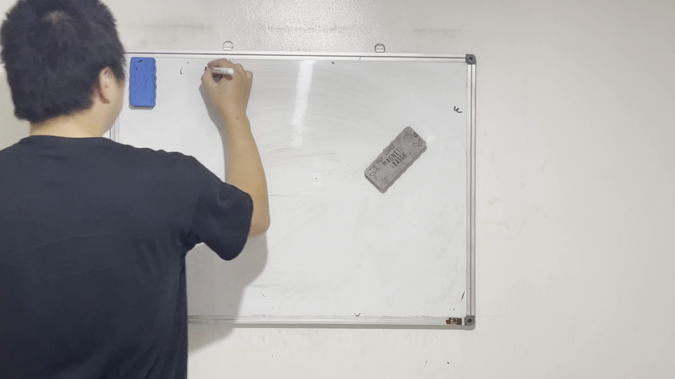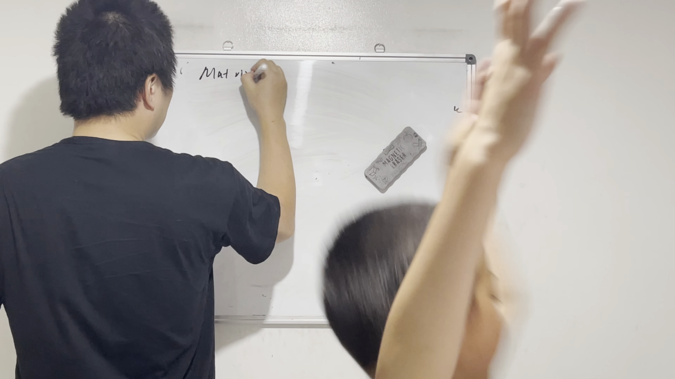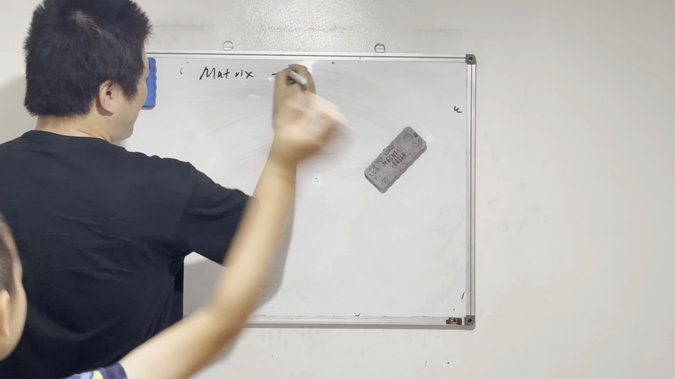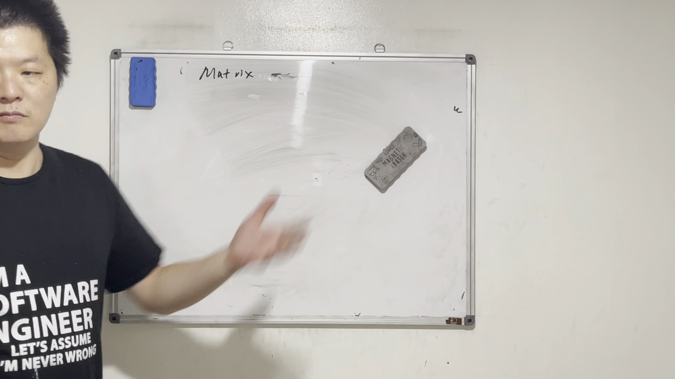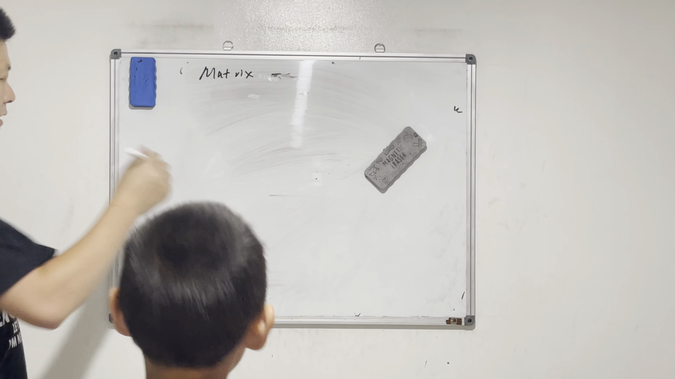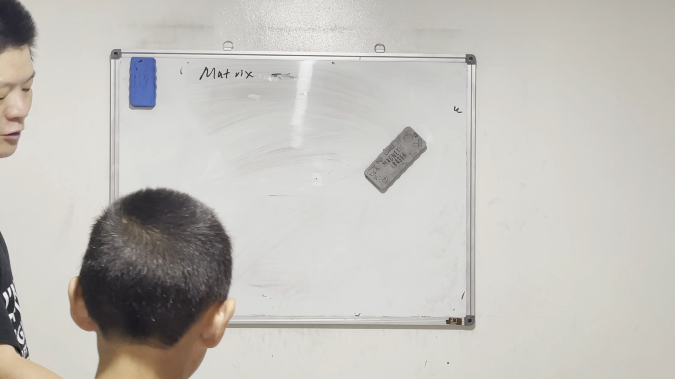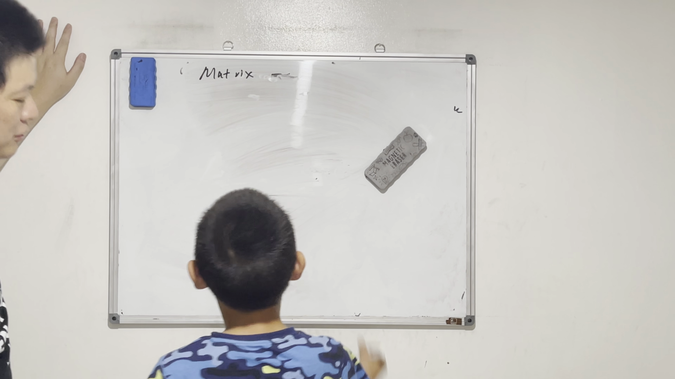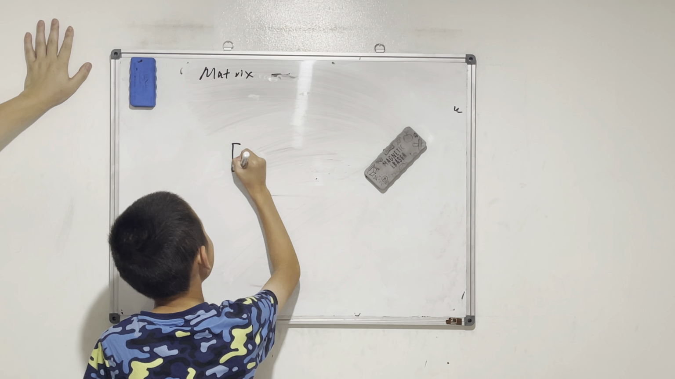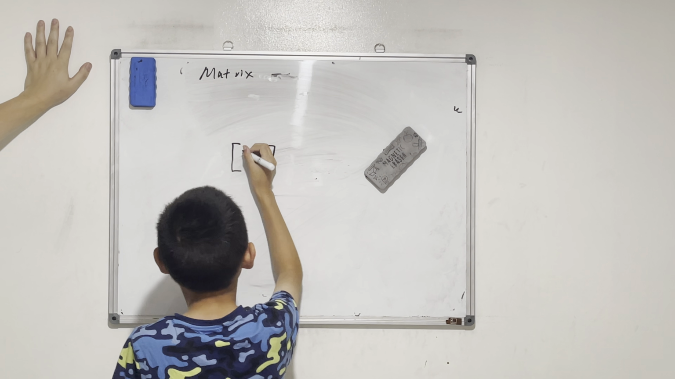What's a matrix in mathematics? Well, it's this big list thing with numbers. Can you draw it? Just draw a 2 times 2 matrix. Okay, 2 times 2 matrix.